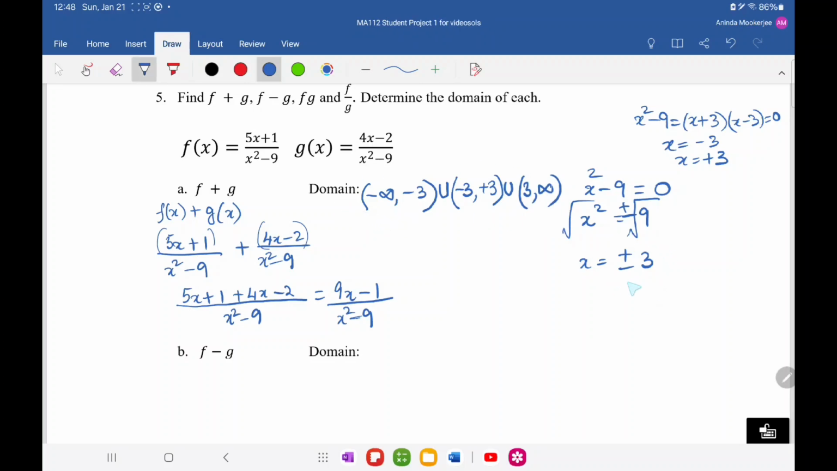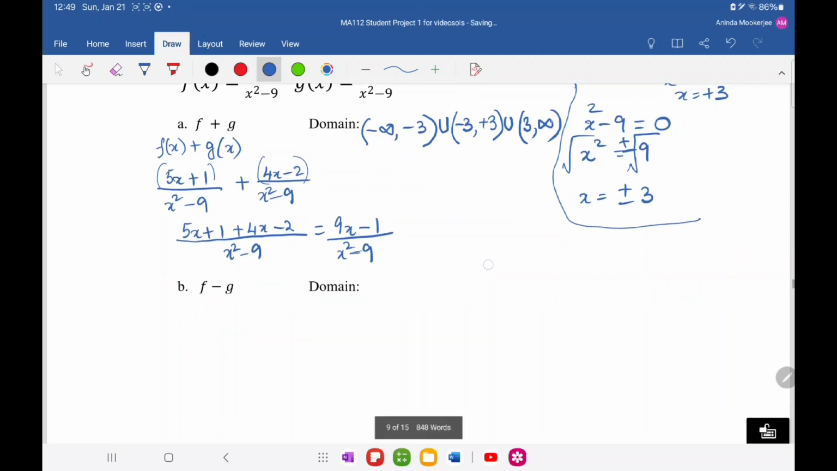So that's how we write the domain. We determine the domain because there's a denominator in it. We have to find values of x which will make the denominator equal to 0. And let me just mark this separately as our side work. Then we put it in interval notation, excluding the values of x that will make the denominator equal to 0.